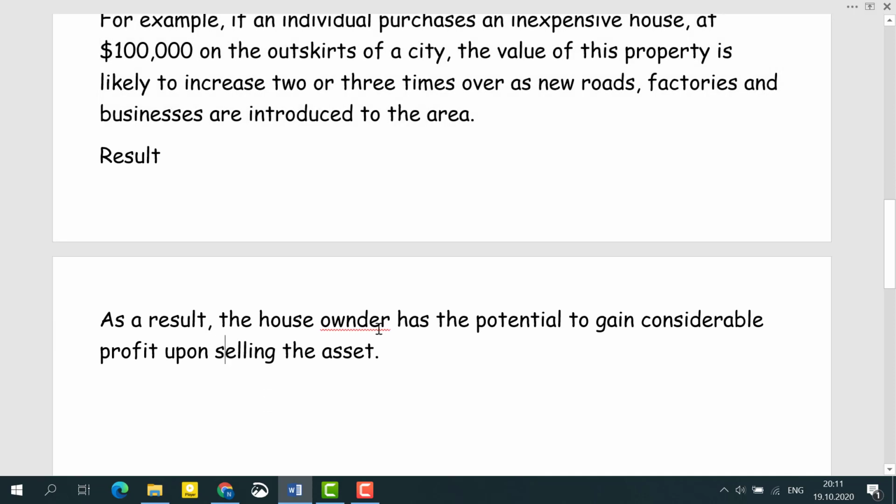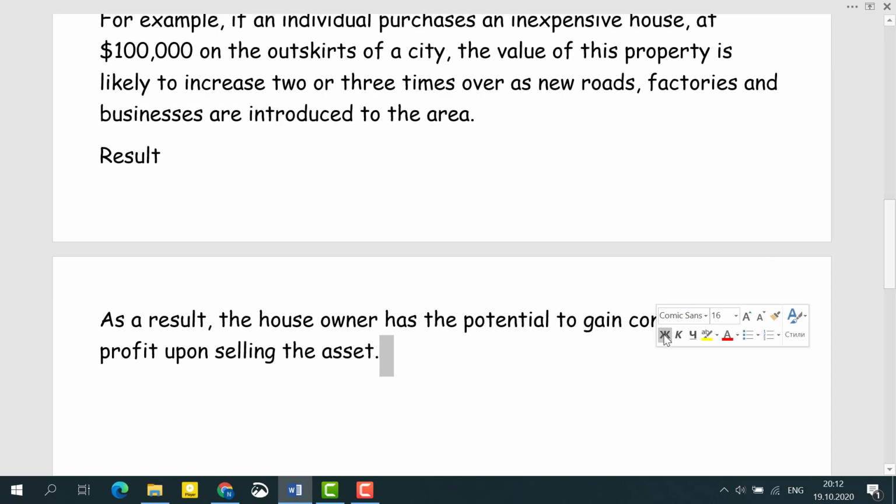As a result, the house owner has the potential. Has the potential basically means can, okay? Has the opportunity. To gain here means to get. You don't want to write the word to get because to get is slang. But to gain sounds much more formal. Considerable profit, okay, which means significant, much profit.